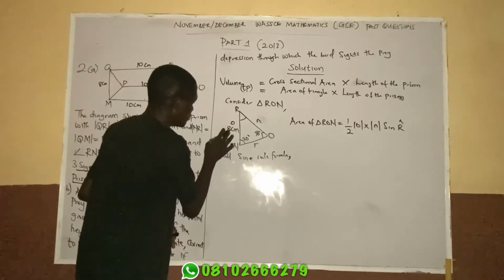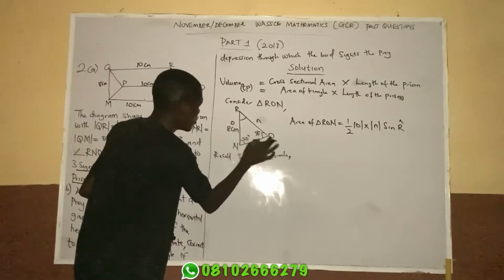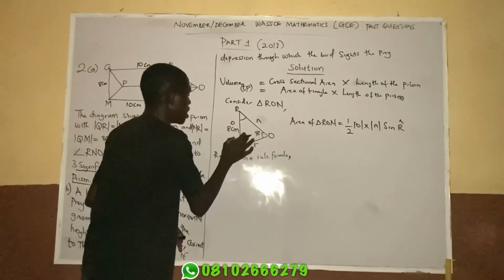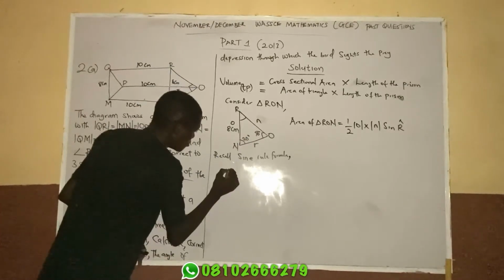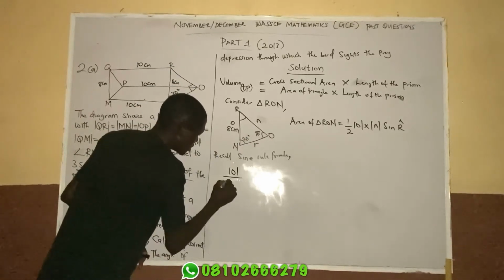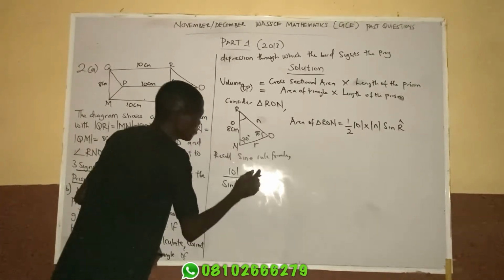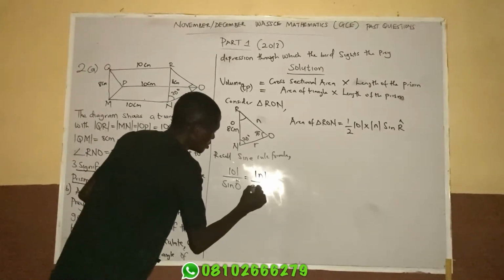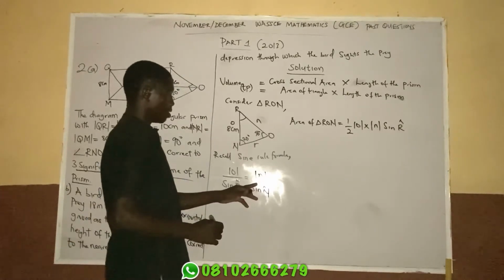side O over sine angle O, and side N over sine angle N. So we have side O over sine angle O equal to side N over sine angle N. So this is what the sine rule is all about.